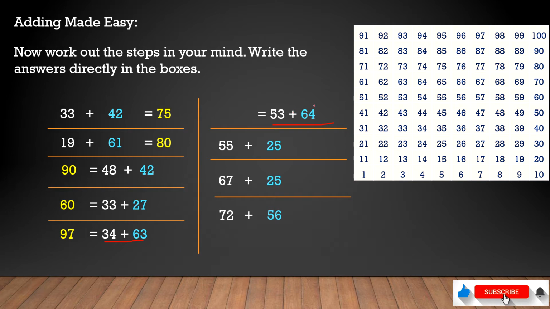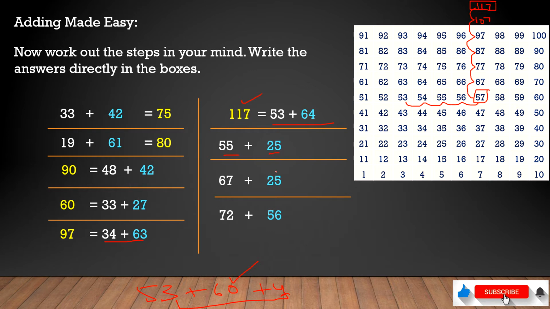We'll pick this one: 53 and 64. If you have to add 53 and 64, you can split 64 in this way. 53 and 4 can be added together. If you add 53 and 4, 1, 2, 3, 4, we get 57, and we have to add 60 more. Now we'll add 60 more: 10, 20, 30, 40, 50 and 60. So after 97, if you add 10 more, we get 107, and if you add 10 more to 107, we get 170. So this is the final answer.